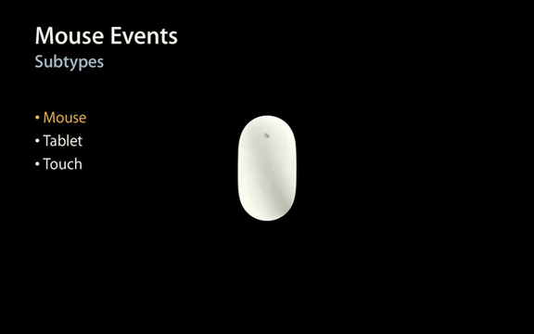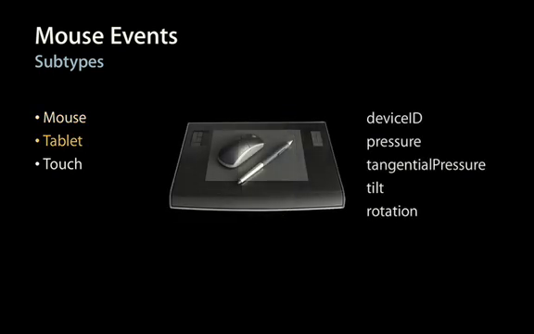In a mouse event, if it's from a mouse, you know it's from a mouse. There's no other additional information in the event other than what you normally think of with your location in window and your delta X and your delta Y values. But if it's from a tablet, there might be additional information. Tablets, for example, can tell what the pressure is applied to the tip of the device, or what the tilt is of the device on the tablet, or its rotation.